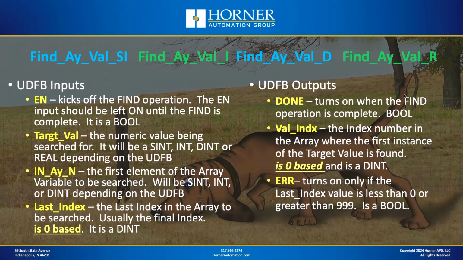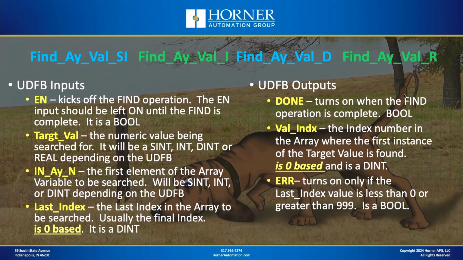Okay, now let's talk about the specific inputs and outputs that you would use with the 4 data-find UDFBs. Now remember, those 4 data-find UDFBs are really all the same. They only vary in terms of the type of data list or the type of array that you're searching through, whether it's an array of short integers, double integers, or real values. Okay, so on the input side of things, all of these UDFBs have an enable input, and that needs to be turned on in order for the UDFB to function. And you should turn it on and leave it on until you've got the results you're looking for.